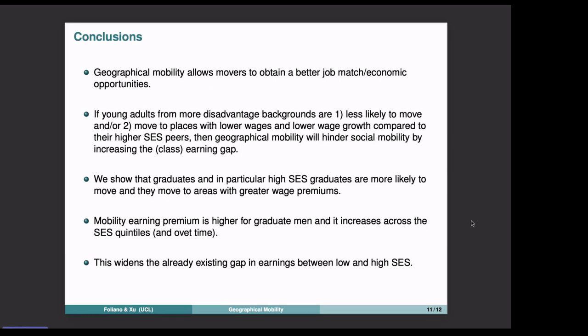If young adults from more disadvantaged backgrounds are less likely to move, or move to places with lower wages and lower wage growth compared to their peers from more advantaged backgrounds, then geographical mobility will hinder social mobility by increasing the earning gap. We show that graduates, in particular high SES graduates, are more likely to move, and they move to areas with greater wage premiums. And the mobility earning premium is higher for graduate men, and it increases across the distribution of the socioeconomic status of their background. So these might widen the already existing gap in earnings between low and high SES young adults.